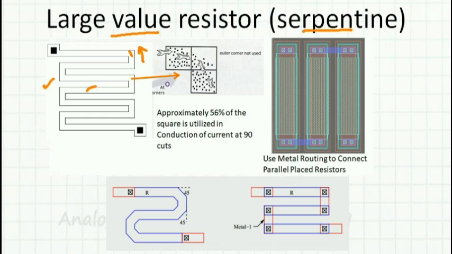So how do I overcome this problem? I have many strips of such resistors and I connect them instead of using 90-degree bends. What I do is I use metals to connect them. That way the resistance from the 90-degree bends is very minimal. It is the same thing shown here as well. One more way of tackling the problem is, instead of a 90-degree bend, I'll use 45-degree bends so that the resistance is not very high.